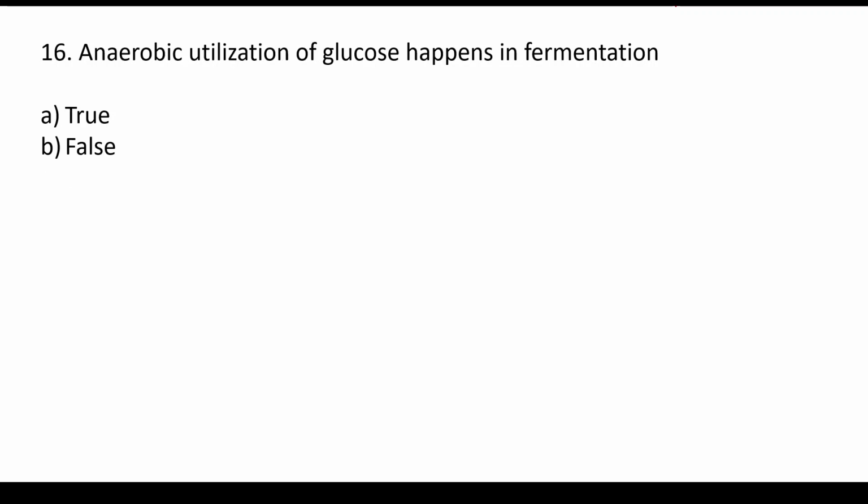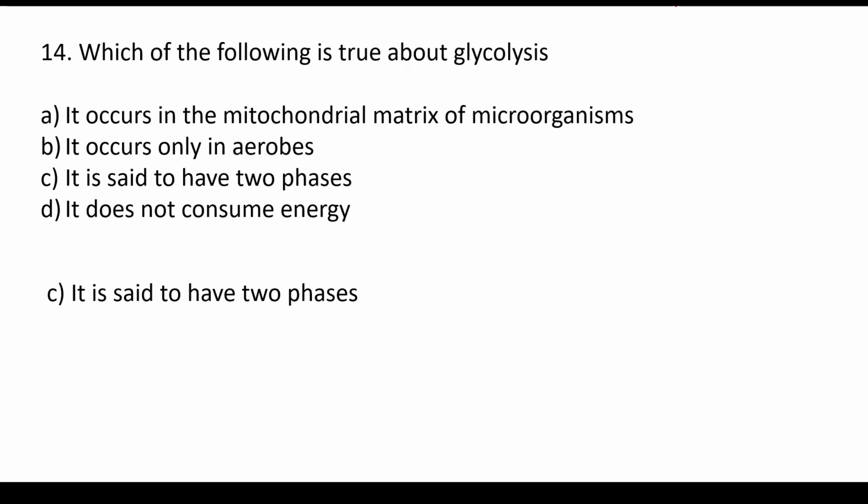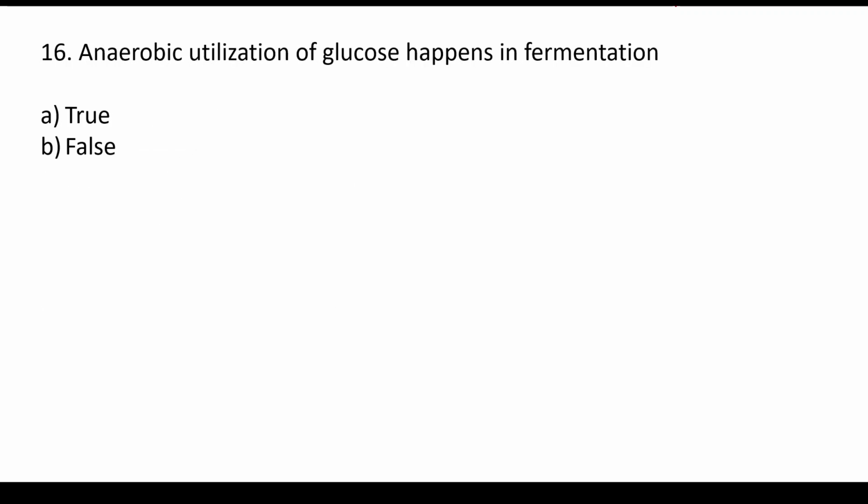Question number 16 is a true or false based question, so it's pretty simple. Anaerobic utilization of glucose happens in fermentation. True or false? This is kind of similar to the past two questions that we have seen, which was talking about glucose ATP conversion, as well as this one, it occurs only in aerobes. So please keep that in mind and solve this question. It's pretty simple. I have given you all the hints. I have given you the answer, just in different words.